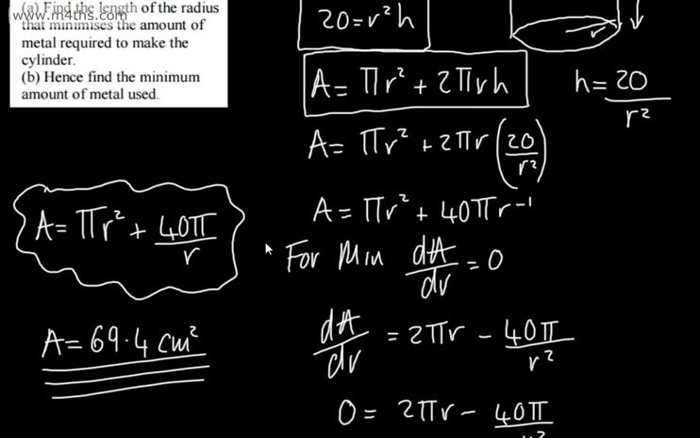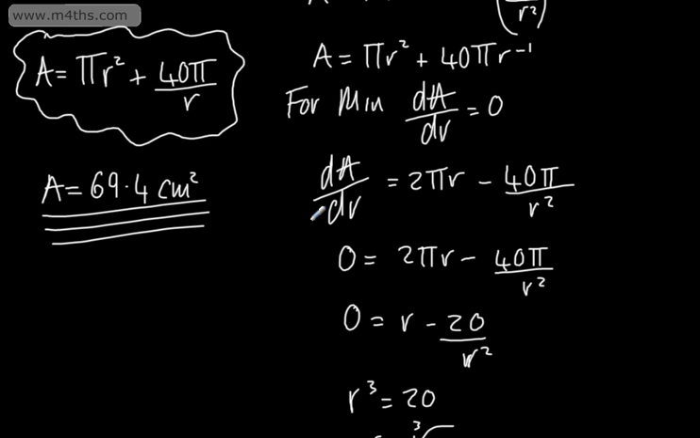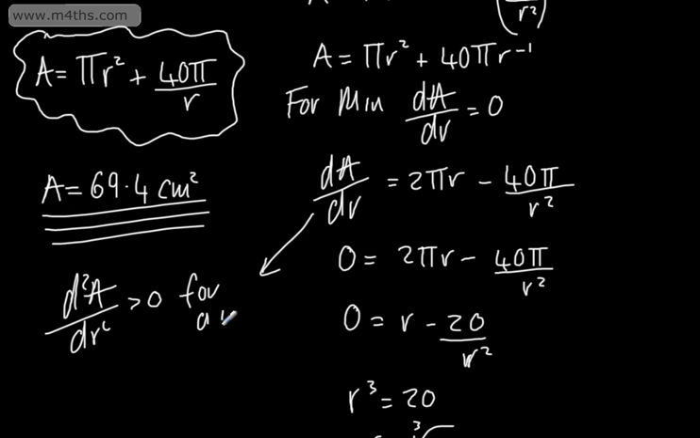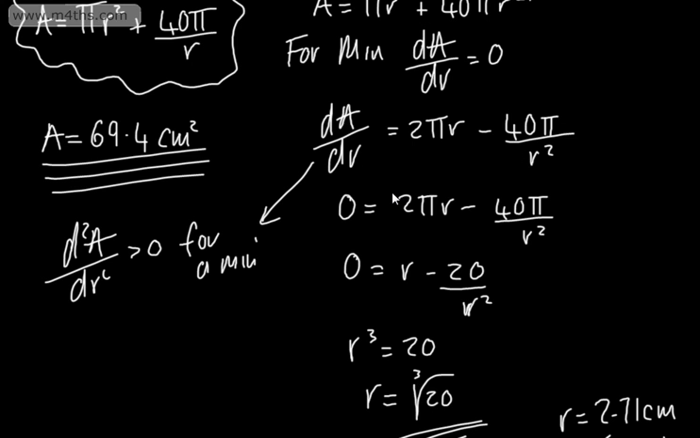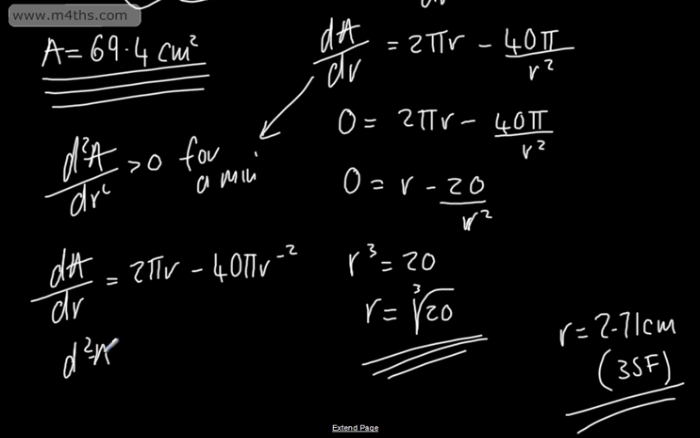Okay, so that's what we've done. If at any stage you were asked to show that that gives the minimum value, we would simply do d2A/dr squared and show that this is greater than 0 for a min. I'm going to differentiate this again. I'll write it out. dA/dr is going to be equal to 2πr minus 40π r to the negative 2. So d2A/dr squared is going to be 2π, plus 80π r to the negative 3, or we can say over r cubed.